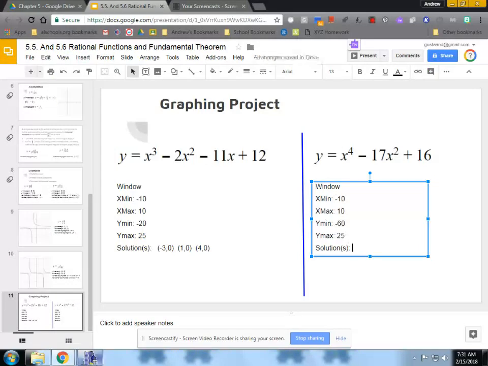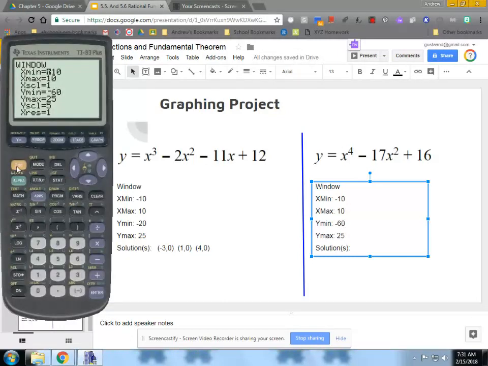I'll find one of the solutions because once you get that idea, you don't really need to see it over and over and over again. So I'm going to do one of these 4 solutions. So I'm going to do second calculate. I'm going to find the 0, enter. I'll just find this one. I'll find this one right here because it's the closest one.